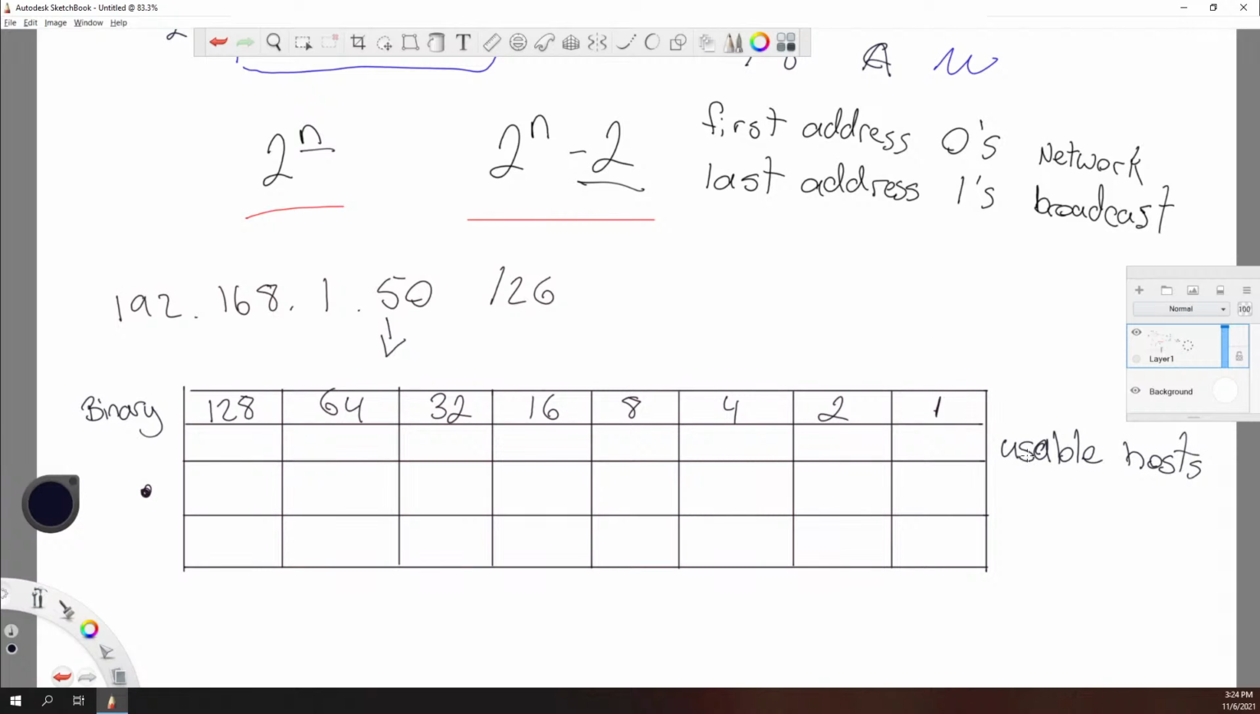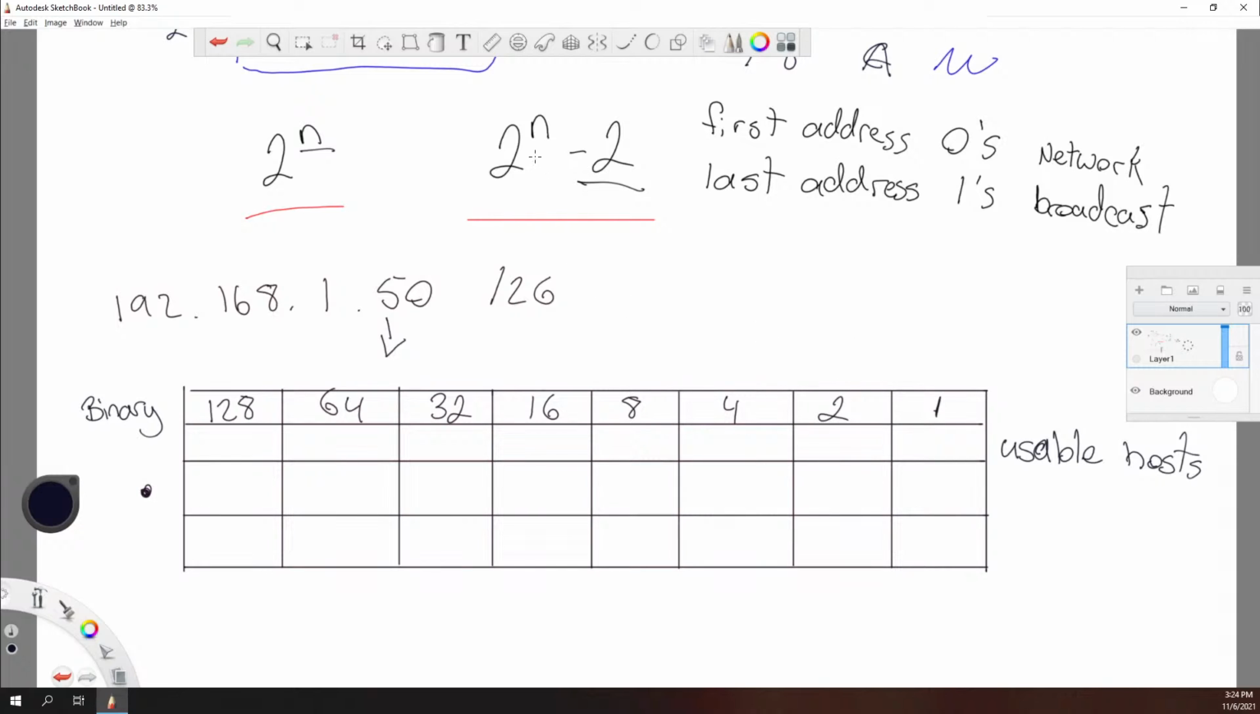And the reason I write it on this side is because usable hosts, we actually have to start calculating. We're going to be going from the right-hand side. When we deal with subnets that are being borrowed, we're going to be moving from the left-hand side. So from the right-hand side, usable hosts. From the left-hand side, usable subnets, or subnets in general.